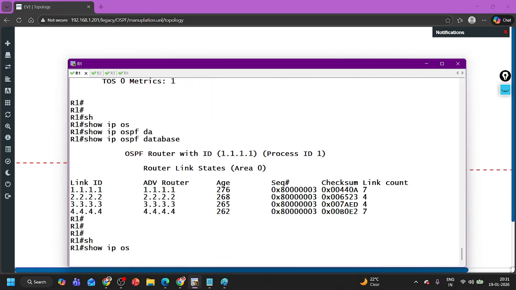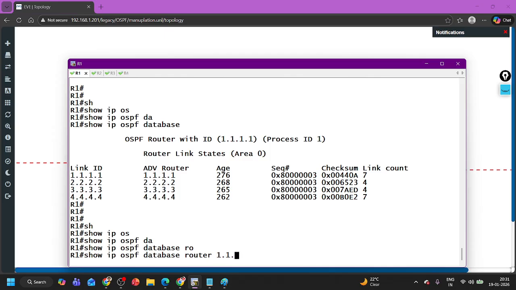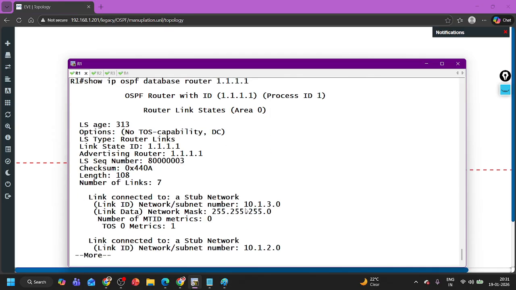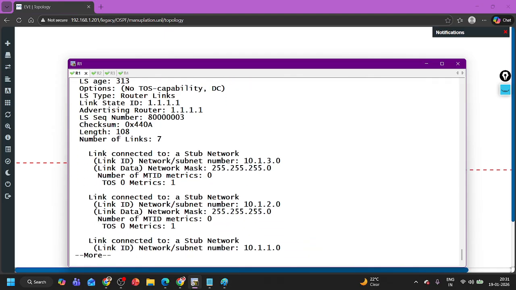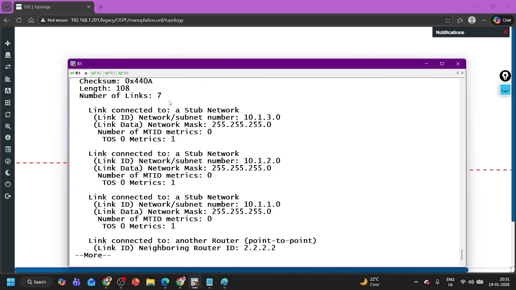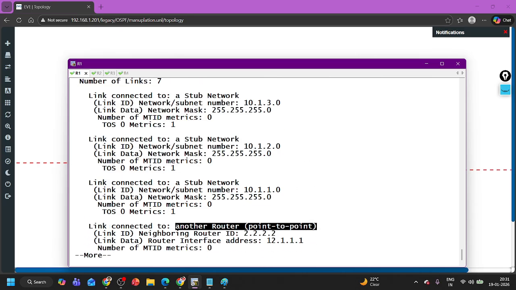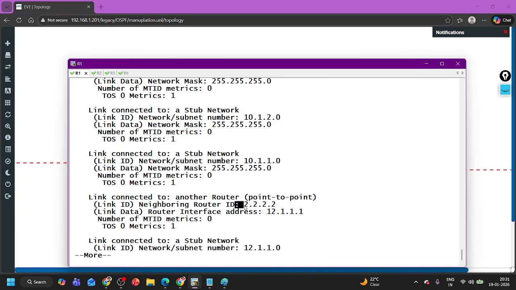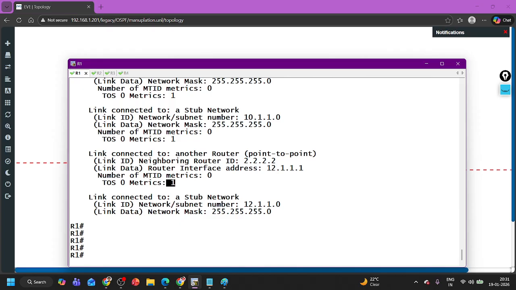So, show ip ospf database router LSA 1.1.1.1. Okay, who is my neighbor? See, point to point neighbor. These are stub networks, and here is a point to point neighbor, router 2. What is the cost to reach router 2? 1. Great. Then show ip ospf database 2.2.2.2.